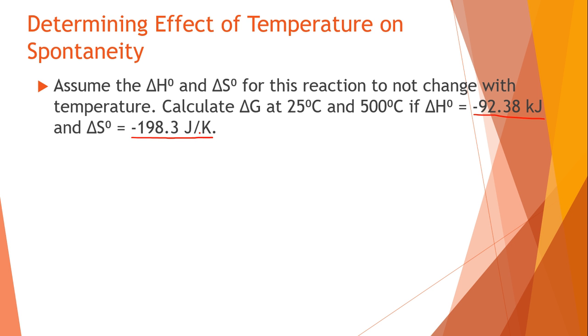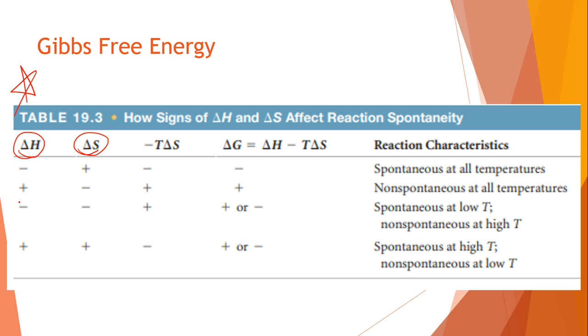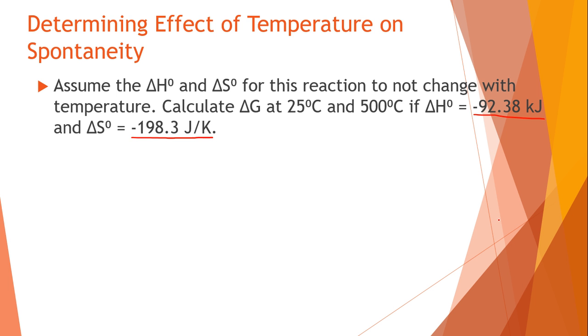So if both values are negative, what does that mean? Let's go back and look at our chart. Here, if both delta H and delta S are negative, we should expect to see our reaction be spontaneous at low temps and non-spontaneous at high. So again, we expect to see spontaneous at low temp and non-spontaneous at high temp. That's how you would classify your reaction based on those two values. Let's see if that's actually true.